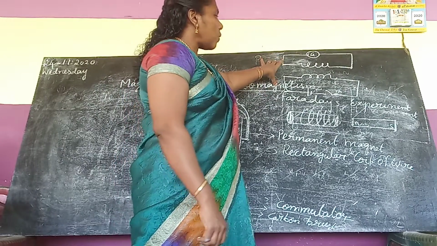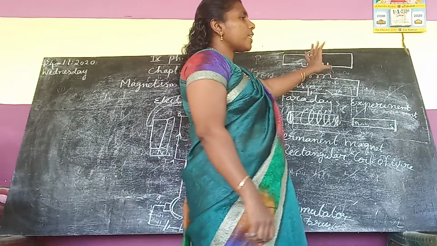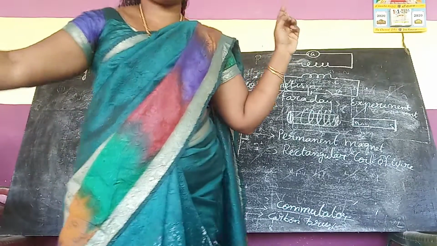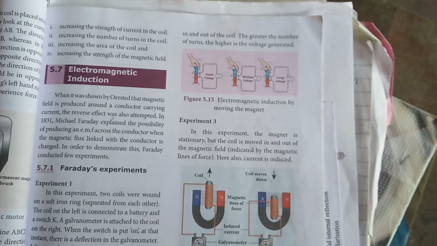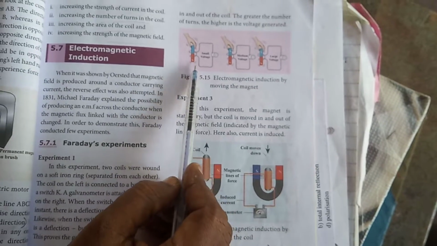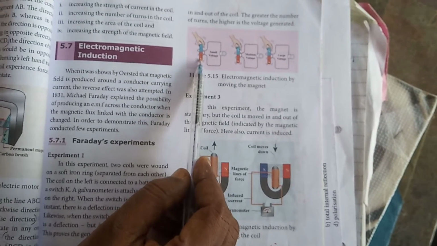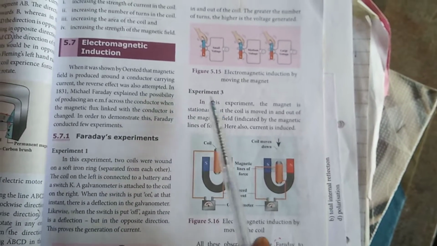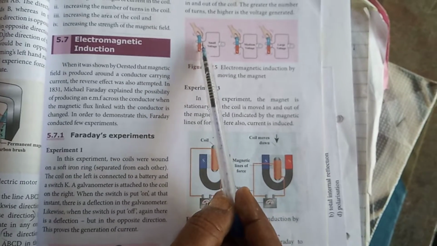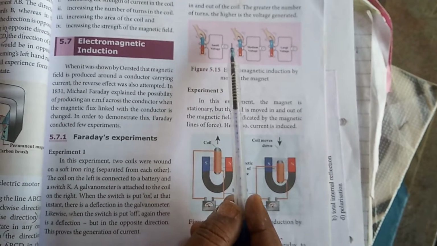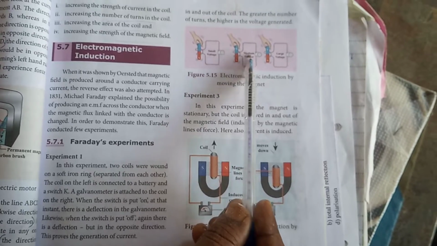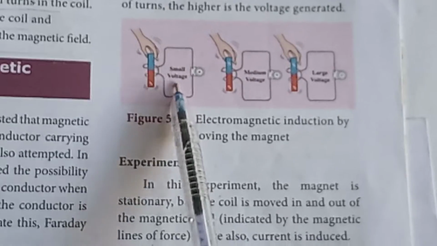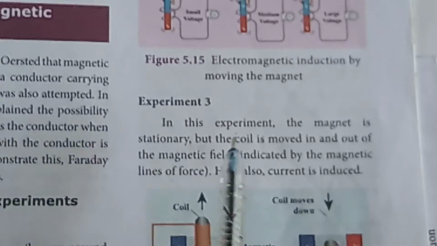From this he concluded that when the magnetic flux linked with the coil changes, an EMF will be produced. Look at this picture. Here a magnet is there and they are applying voltage. In this second experiment, the current is generated by the movement of the magnet in and out of the coil. The greater the number of turns, the higher the voltage generated.